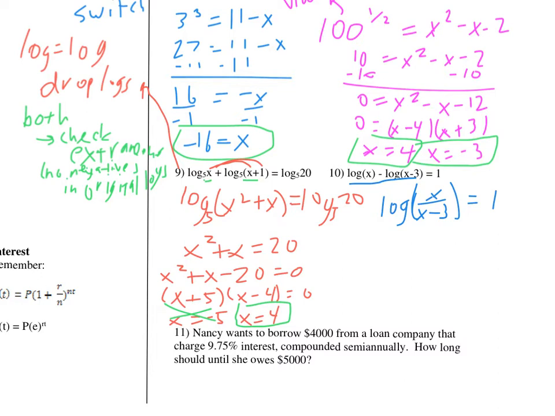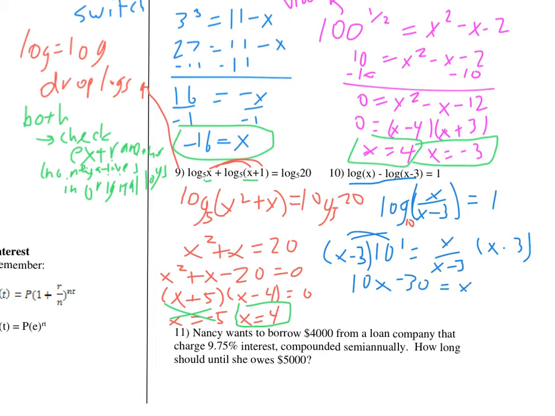So just remember that this log is really base 10. So when I do my exponential switch, it is 10 to the power of 1 equals x over x minus 3. Now in this case, I would multiply the x minus 3 over to the other side. I would go ahead and distribute that 10. So I get 10x minus 30 equals x. I would subtract 10x over to this side. I get negative 30 equals negative 9x. Divide by negative 9. And I would just reduce that and say x equals 10 over 3.